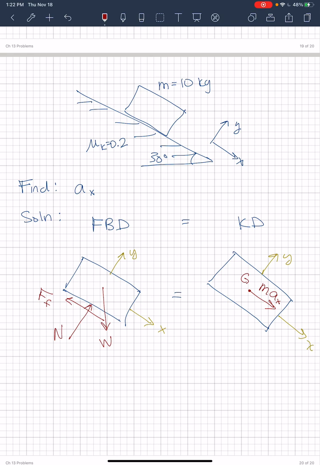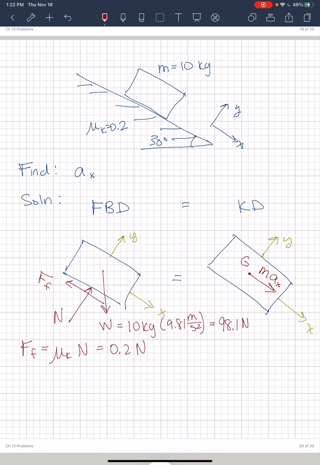We know some of these values. So the force of friction is going to equal mu sub k times N. So that's going to equal 0.2 times N. The weight is going to equal that 10 kilograms times 9.81 meters per second squared. So that equals 98.1 newtons. And then I think that's it.